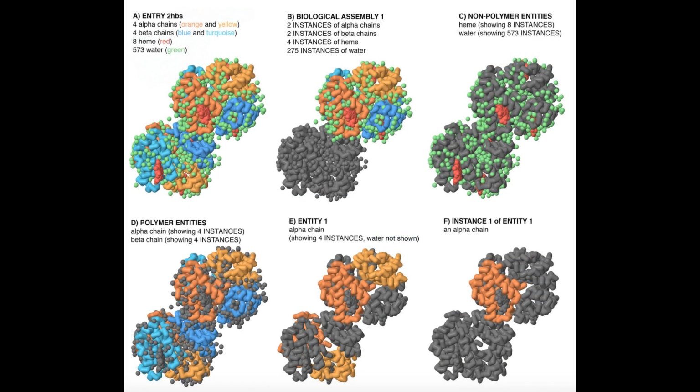This is what is summarized in this figure, where the entry is the whole thing. The biological assembly is each of these hemoglobin molecules. There are polymer entities that are shown in orange and blue. Then there are non-polymer entities, the heme groups and the waters. And then there is instance. So if you are looking at this particular chain, you will call it the instance of that entity.